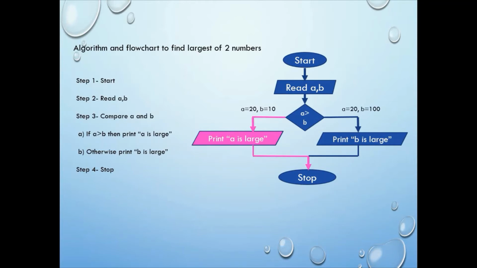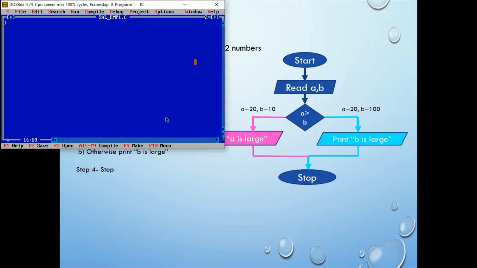Whereas if A is 20 and B is 100, in this case A greater than B will be false and it prints B is large. This is how this if-else statement works. So let us design some of these programs using C language.